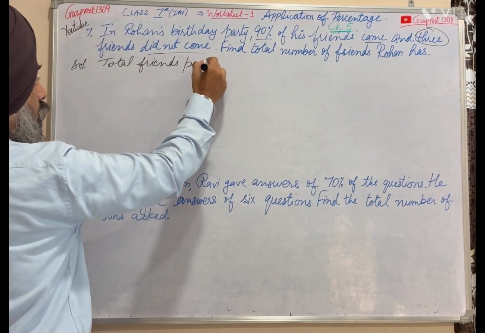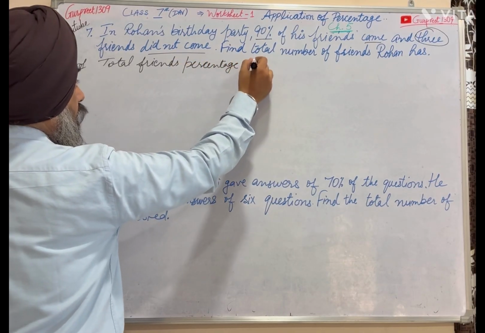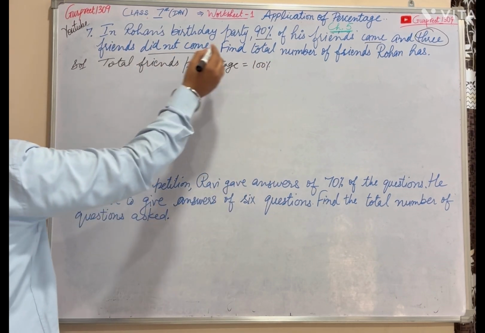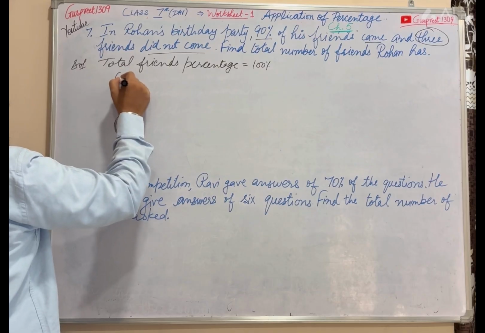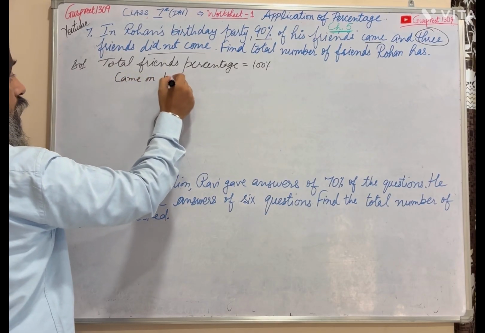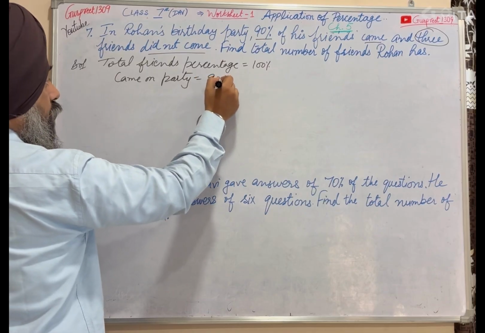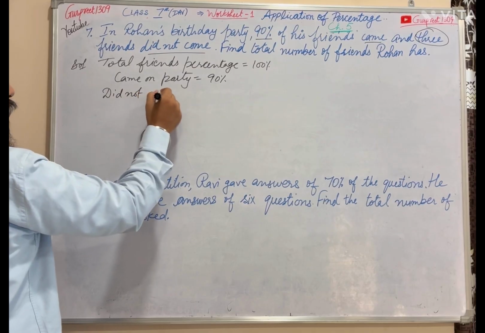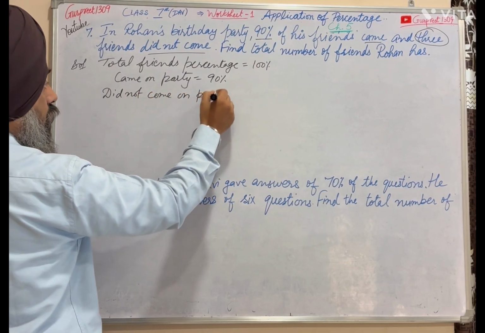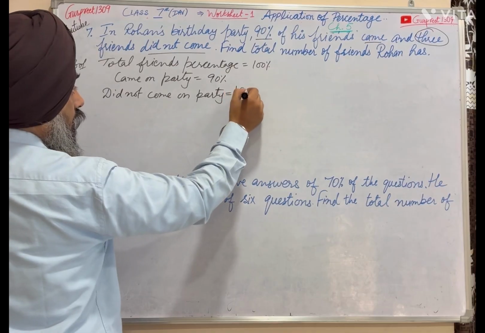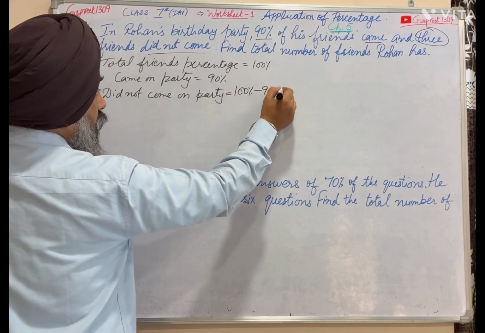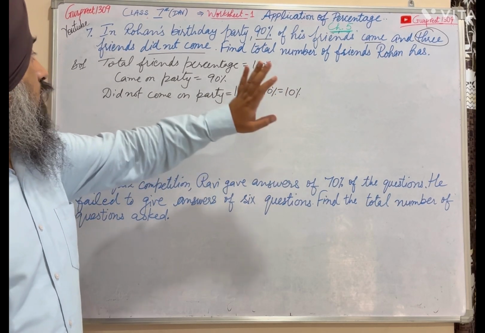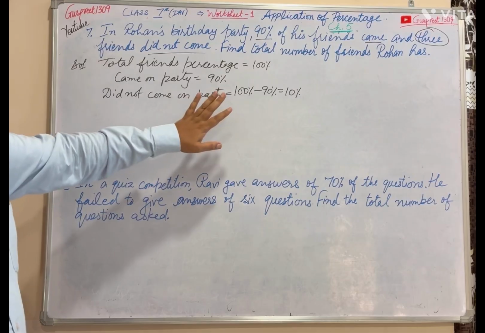Friends percentage. Total friend percentage is 100%. It is always 100% total. Those who came to the party are 90%. Those who did not come to the party are 100 minus 90%, that is 10%. So 10% of his friends didn't come to the birthday party.